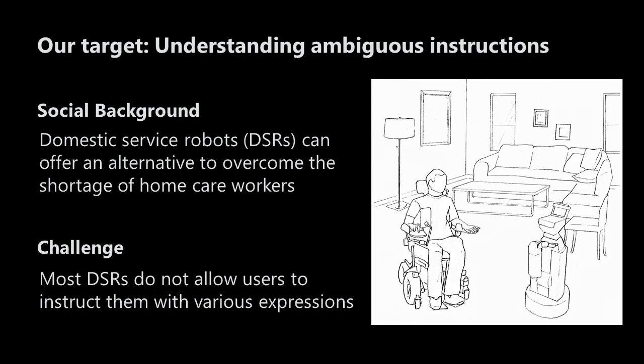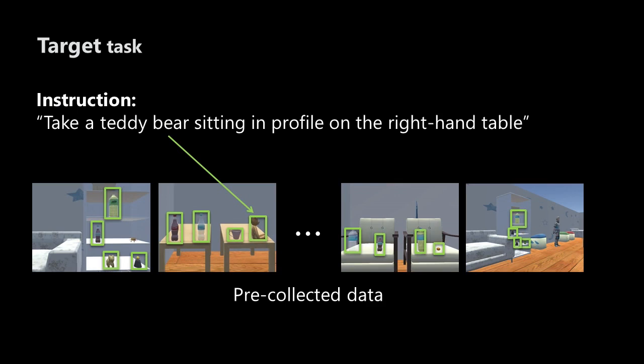This study targets domestic service robots that can understand natural language instructions for manipulation tasks. We aim to understand fetching instructions from linguistic and visual modalities in an end-to-end approach. A typical fetching instruction is: take the teddy bear sitting in profile on the right-hand table.